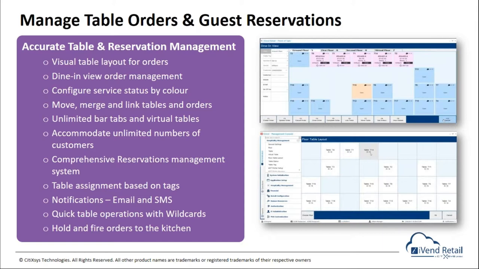And for fine dining, I would say hold and fire orders to the kitchen for timely controlled serving is also there. So the server can decide in what course order and at what time an item should go to the kitchen for processing, and accordingly they will be served on the table. Yeah, these all are there.